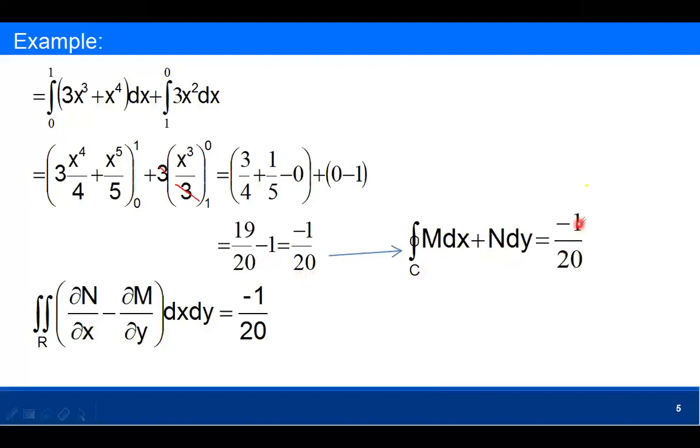Already we have calculated this double integral of dou n by dou x minus dou m by dou y dx dy over the region R. So that is minus 1 by 20. So therefore these two values are equal, means theorem is verified.